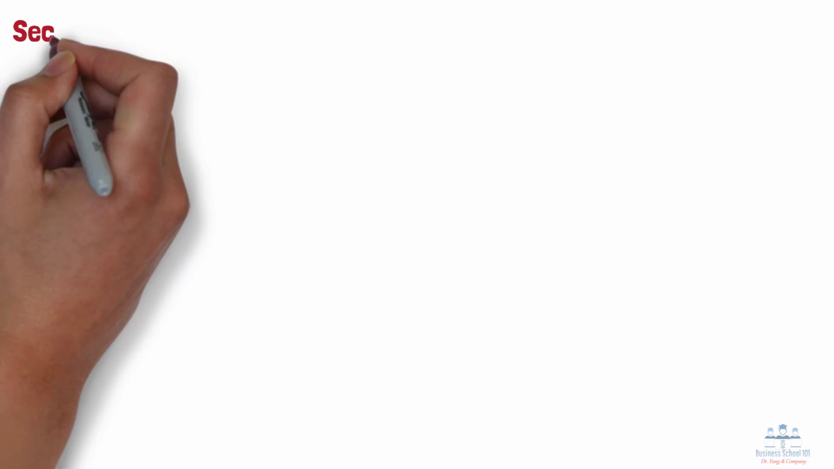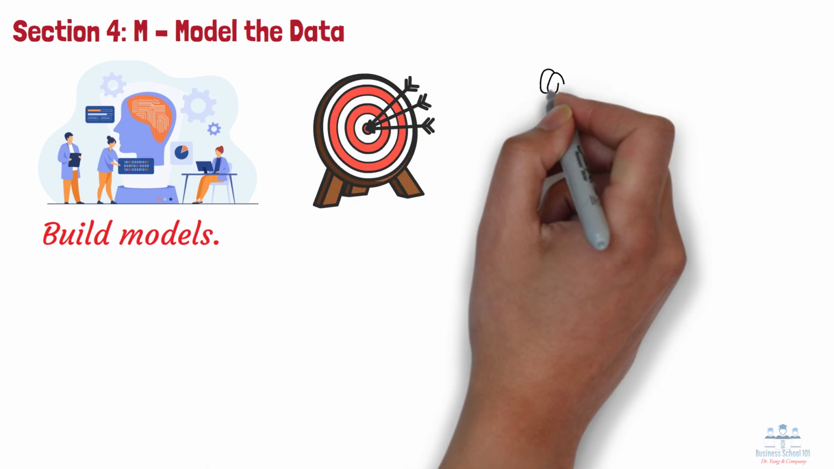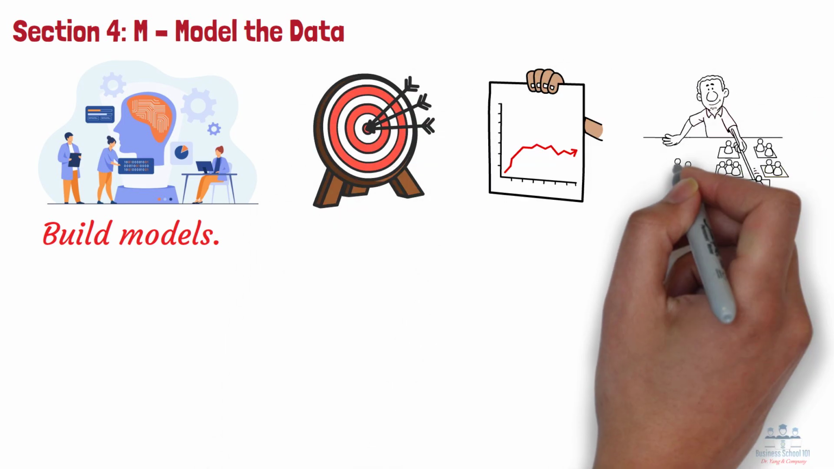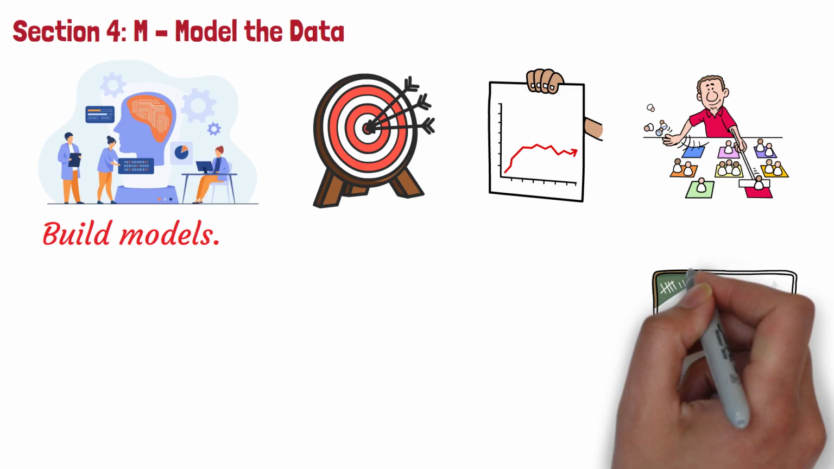Section 4. Model the data. Now comes the technical core of data science: building models. Modeling uses statistical and machine learning methods to make predictions or classify data. The choice of model depends on the business goal: predicting future trends, identifying customer segments, or uncovering causal relationships.